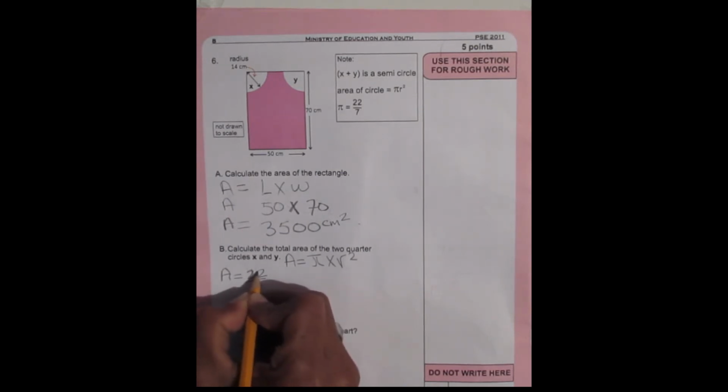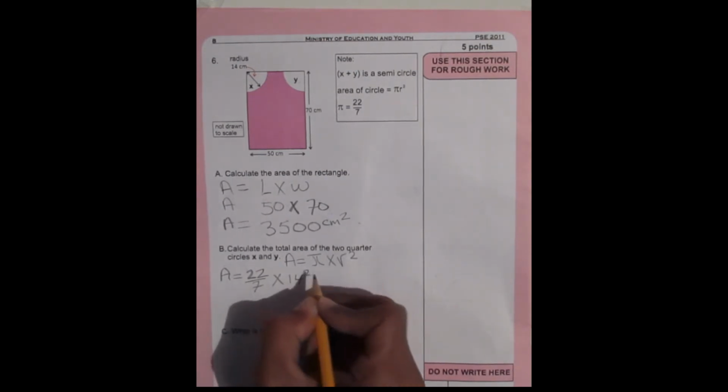And we're going to convert our formula into numbers. So area equals pi, which is 22 over 7, times our radius. If you can see here at X and Y, our radius is 14. So it's 14 square, because that's just the formula. R has to be square. So now we have 22 over 7 times 14 square. So from our formula, we got 22 over 7, which is pi, times r, which is our radius, which is 14. So it's 14 square.